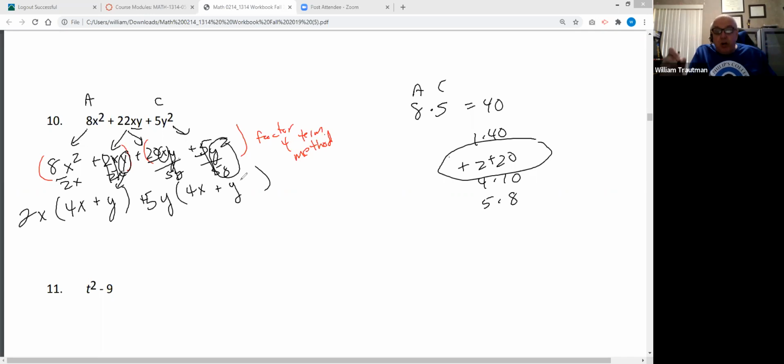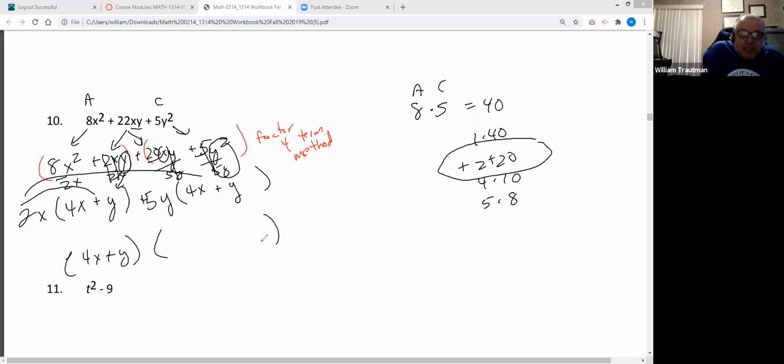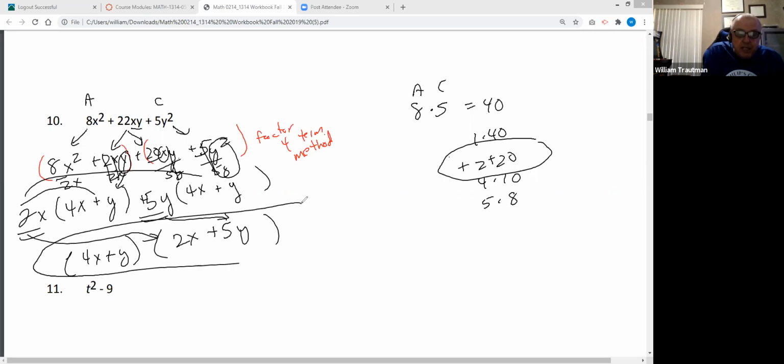The parentheses are the same, so I factor out the parentheses. Whatever's left over, 2x plus 5y, go into the other parentheses. And that is factoring using the AC method.